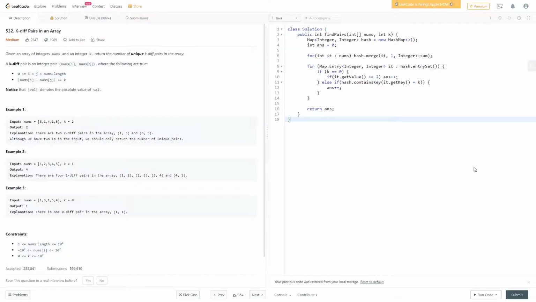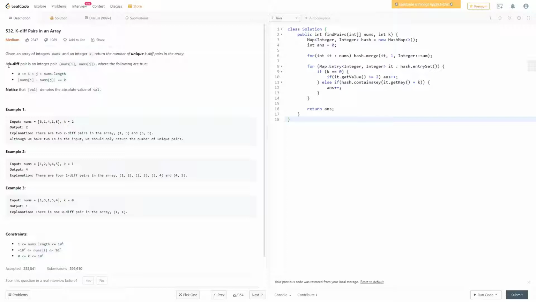Hi everyone, I'm Bihan Chakraborty and today I'll be discussing LeetCode's 532 problem, k-diff pairs in an array. This is LeetCode's February challenges day 9 problem, and it's a medium level problem that can be solved using hash maps. Here we have been given an array of integers and an integer k.